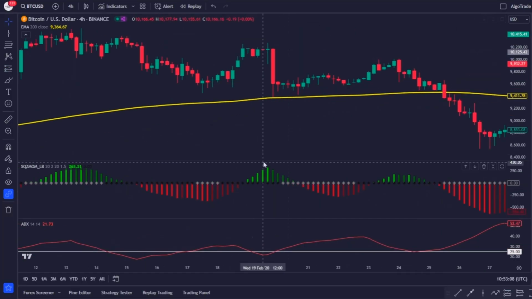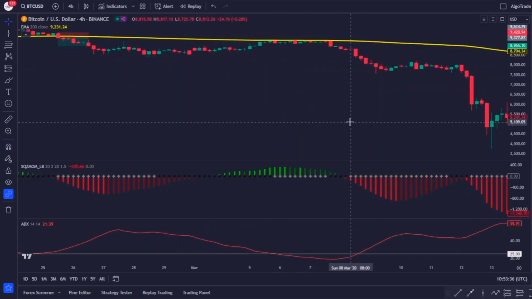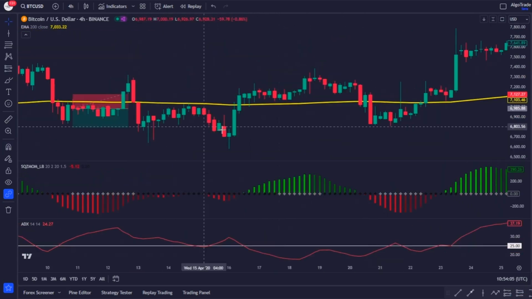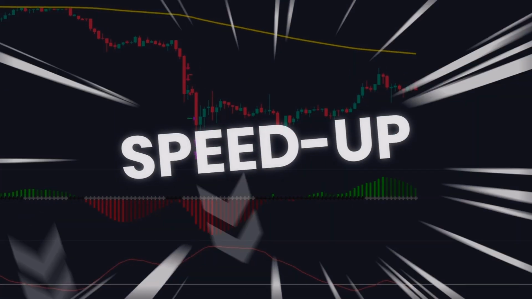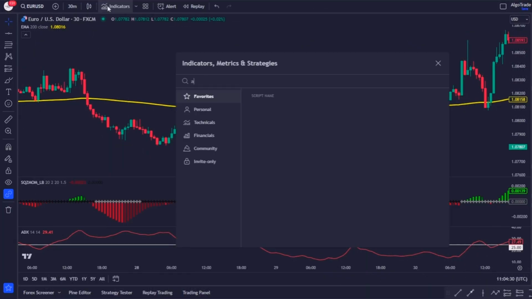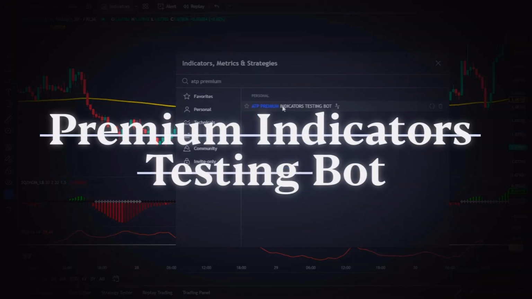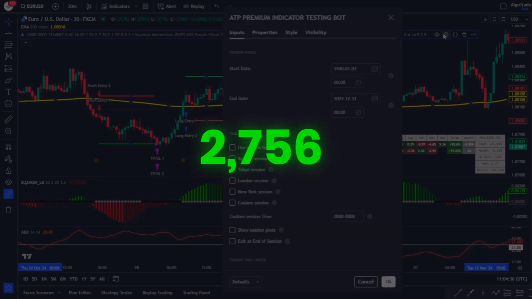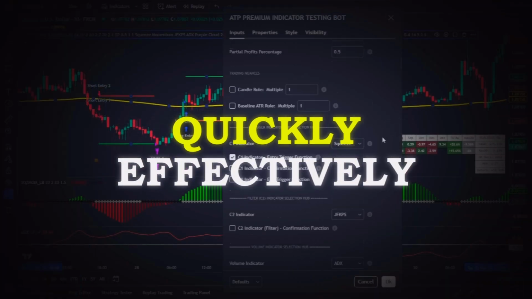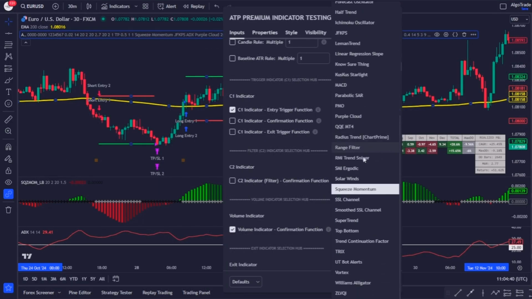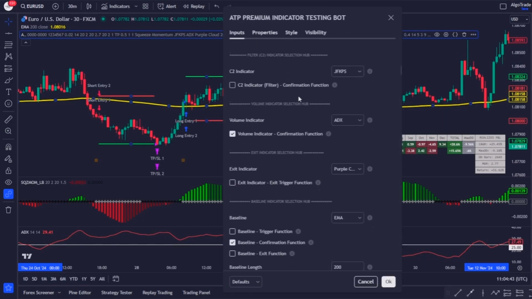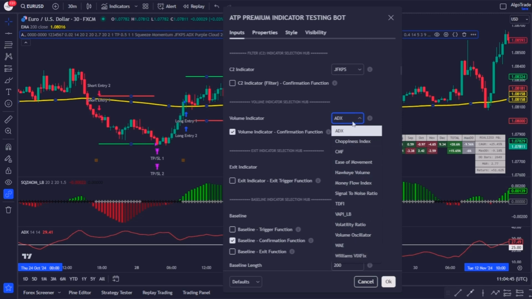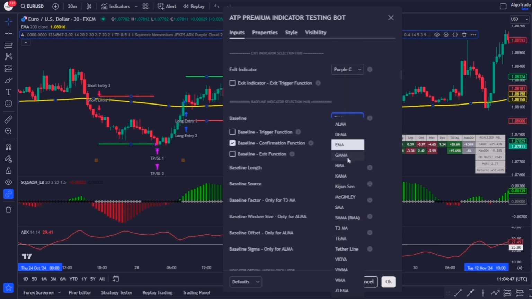With everything in place, it's time to begin the backtest. While I could go back in time and test everything by hand, as probably all of you will do, I prefer to speed up this process. For that, I will use my premium indicators testing bot, a tool that allows me to test thousands of strategies quickly and effectively, providing real results. With it, I can define all these indicators with their respective functions along with many other options.